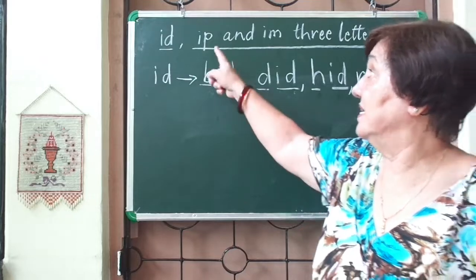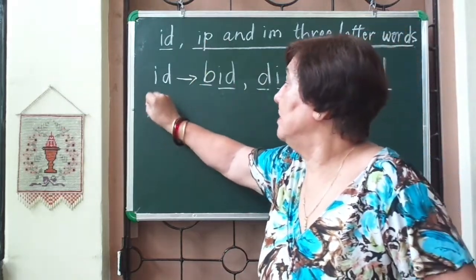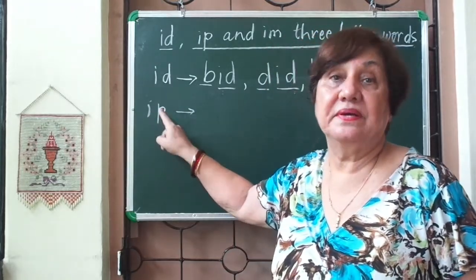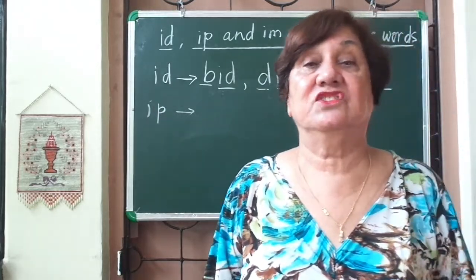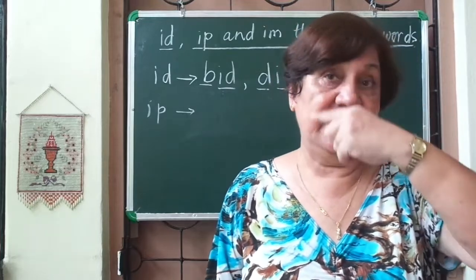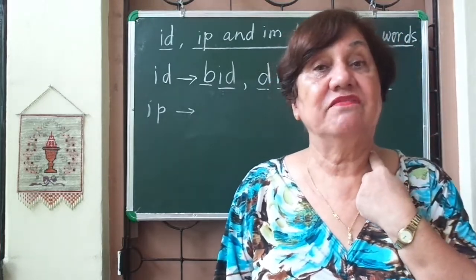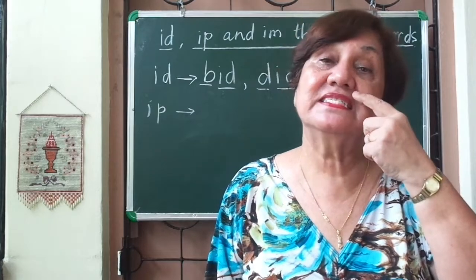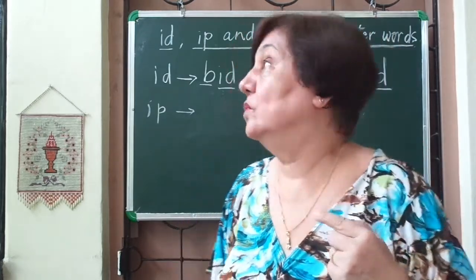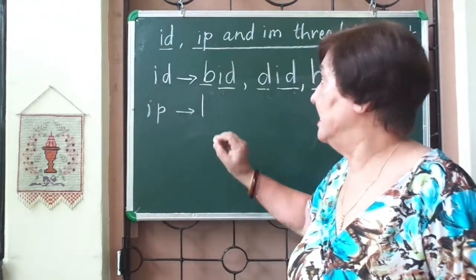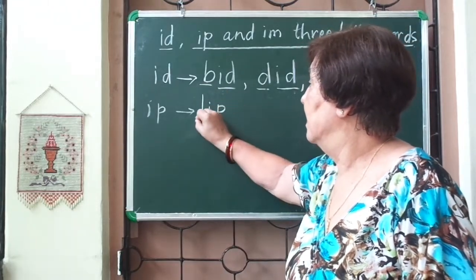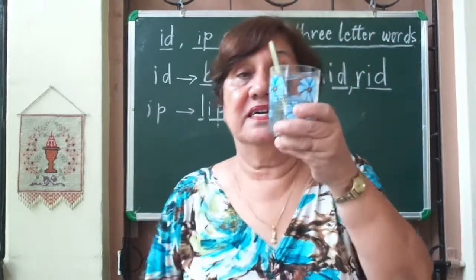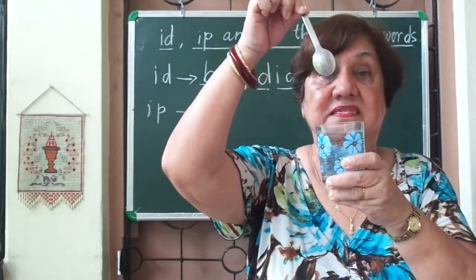Now let's see, the next one is IP. Now can you tell me what does IP say? IP says ip. Yes. Now let's look at the first word. There's something on your face that has IP in it. Can you think of it? What would you call this? Lips, right? So I will just take one word, lip, L. Who says L? L says L. And IP is ip. L, ip is lip.